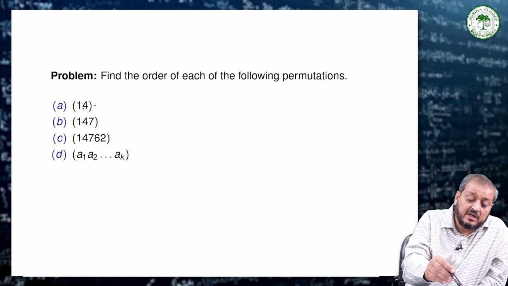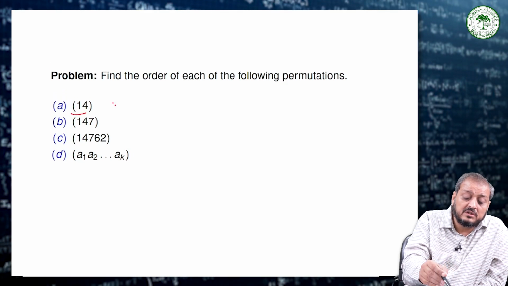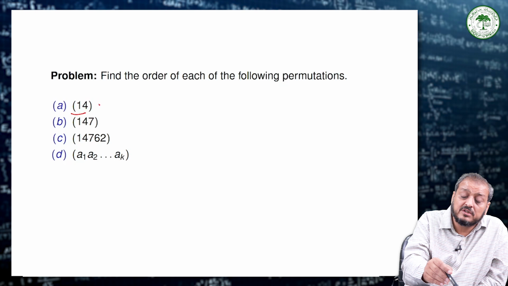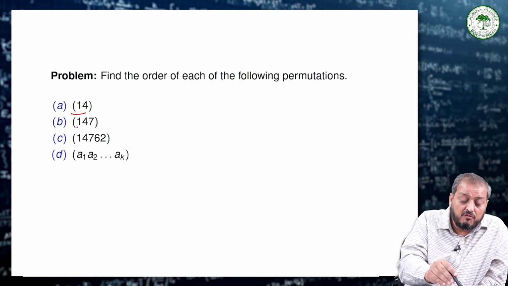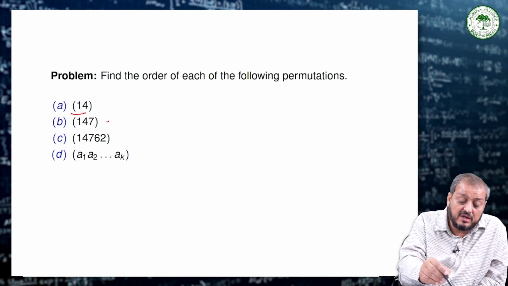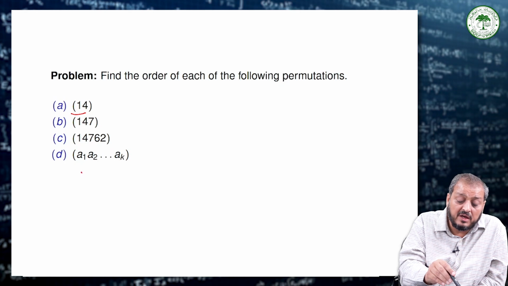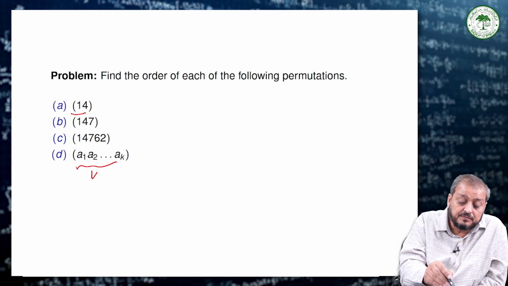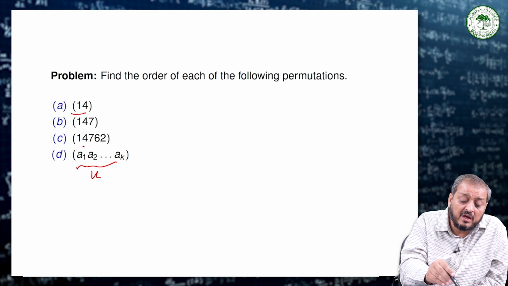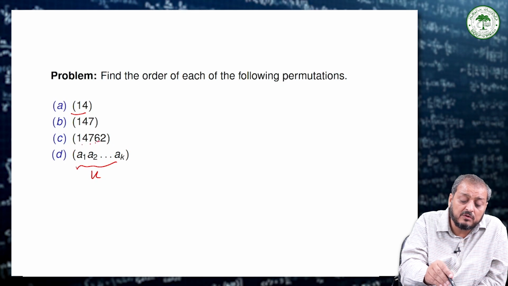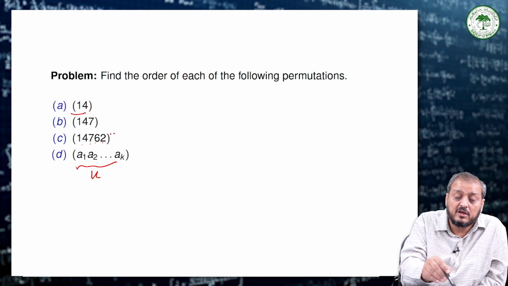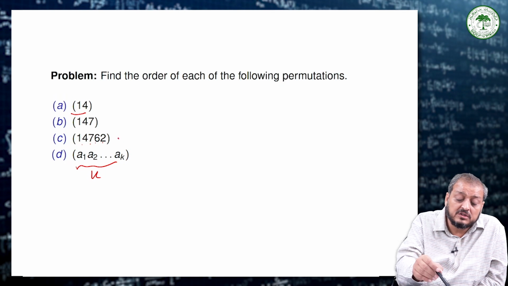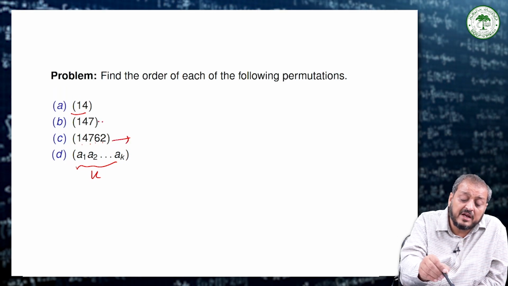Now we know the method: the length of a cycle is the order of the permutation. If the cycle has length 2, then the order of this permutation is 2. For 1 4 7, which has length 3, the order is 3. For a cycle of length k, the order is k. And 1 2 3 4 5 is a cycle of length 5. So this is a disjoint cycle of length 5.